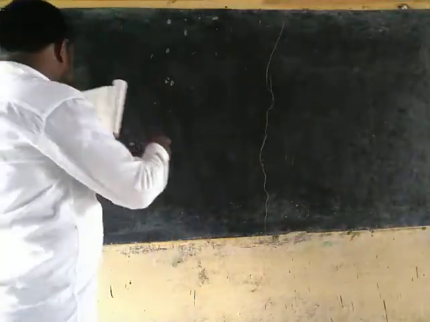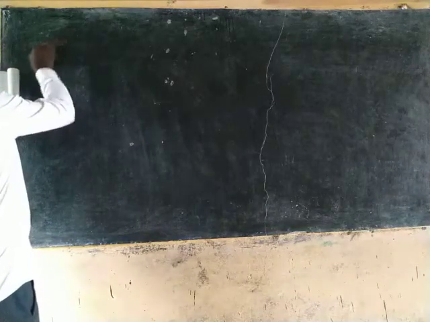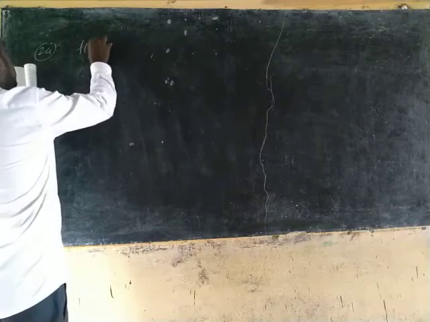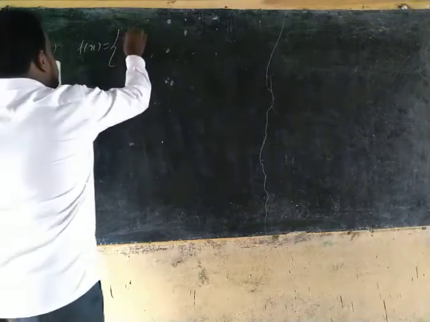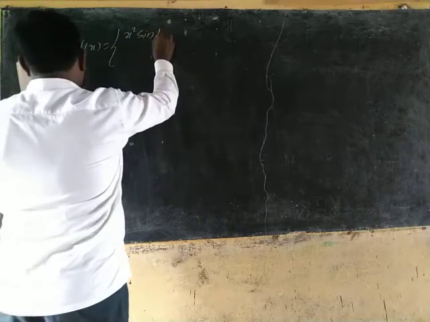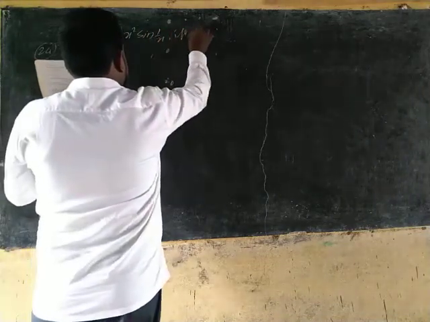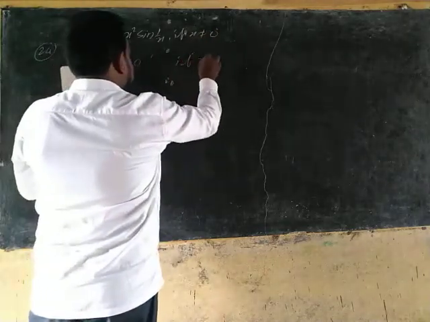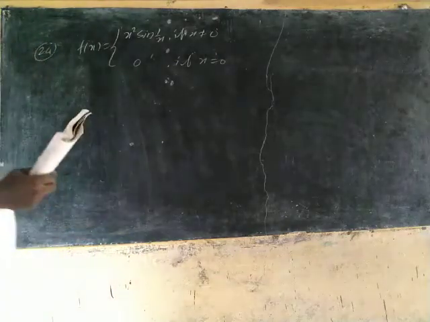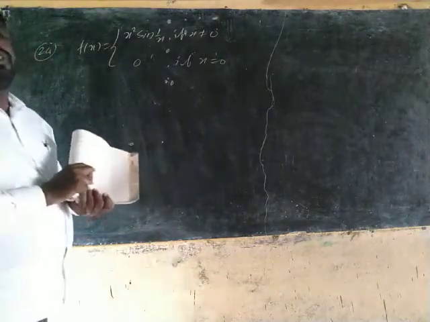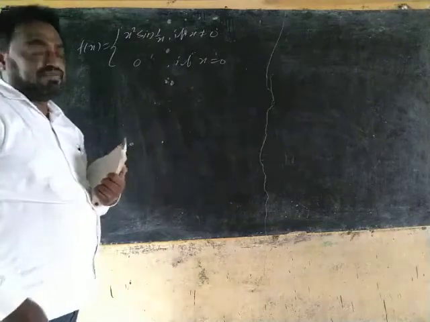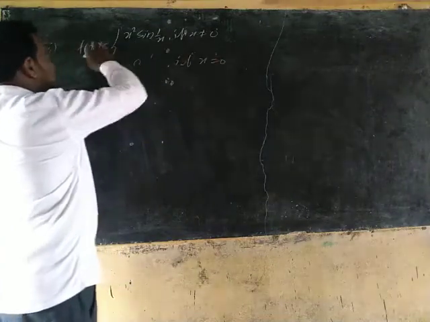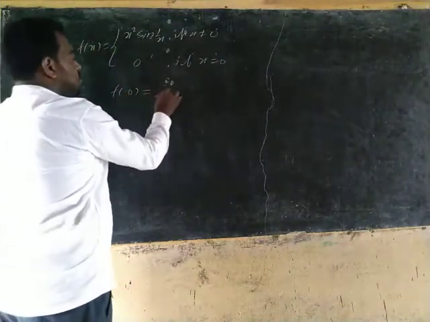Now question number 24. Determine if f, defined by f of x is equal to x square sine of 1 by x if x is not equal to 0, and 0 if x is equal to 0, is a continuous function or not. They are asking. You see, now find the f of 0 value. At x equal to 0, this function is 0 only. So f of 0 is 0 only.